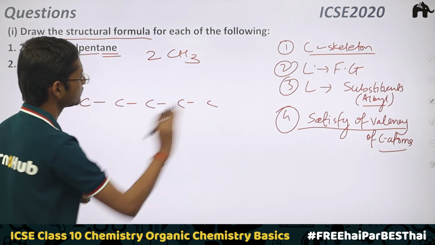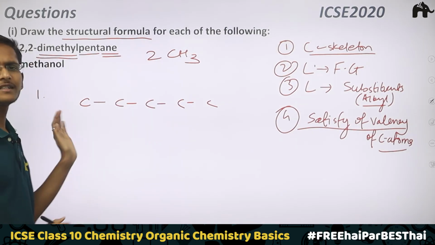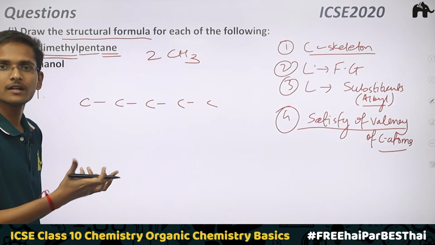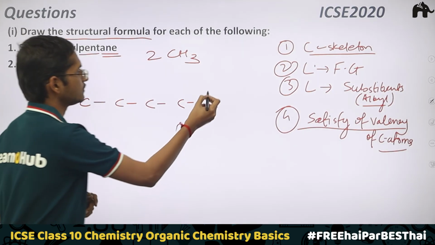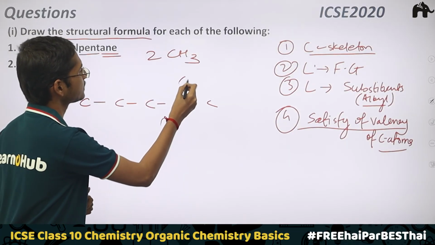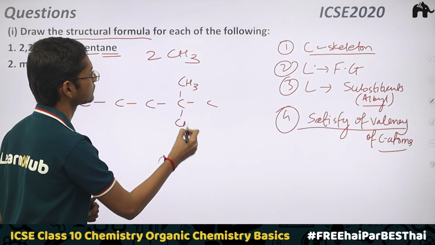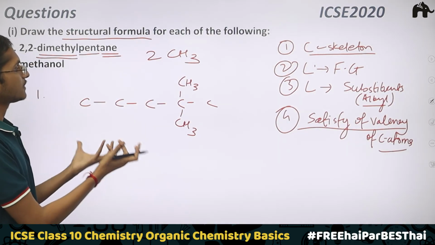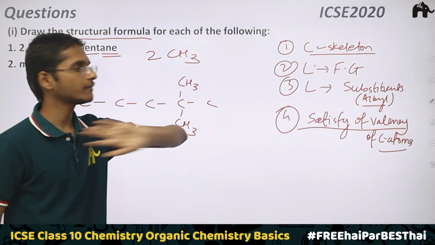So if I would number this carbon chain from either of the sides, it's all okay, because it's simply a carbon chain. Okay, and now this is the second carbon atom. Then if I would number it from here, so on second carbon atom there are 2 methyl groups. Okay, clear? That's it. Now what we have to do is fourth step, satisfy the valency of the carbon atoms.